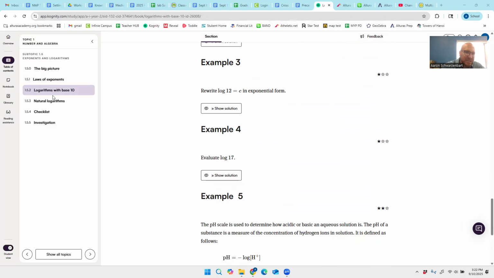We write this in exponential form. The trick here, log base 10 of 12 equals C. It's the base of the logarithm, which wasn't written there, to the power of what it equals, equals what's inside the logarithm.